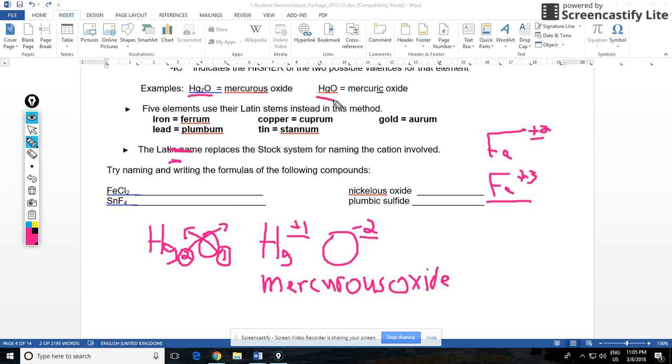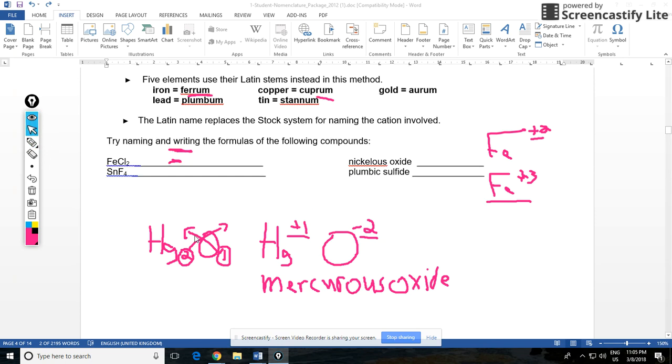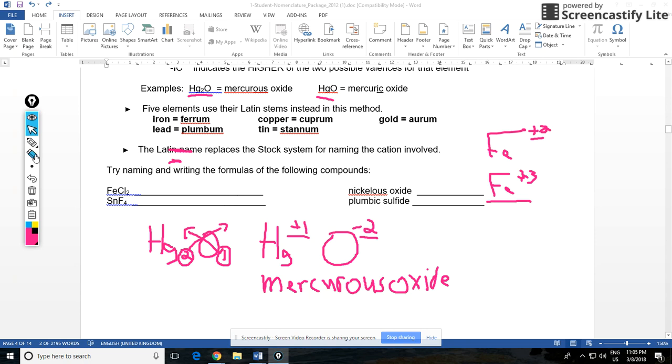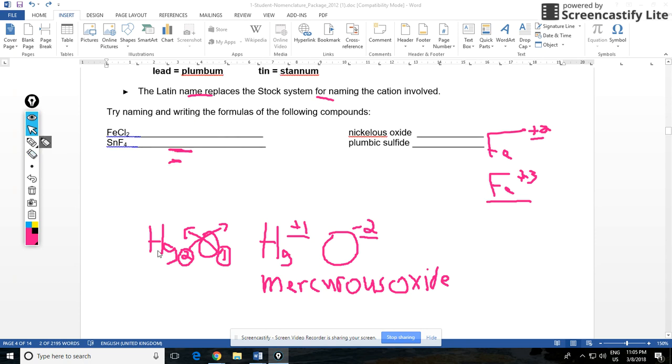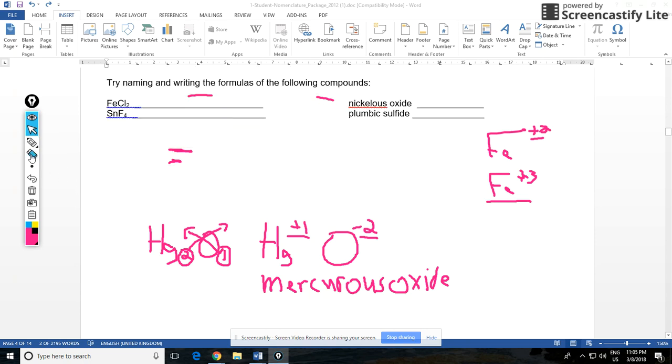If we had the other compound, HgO, and you do the reverse crisscross, the story would be a little bit different. So let's scroll down. So assume I have HgO.